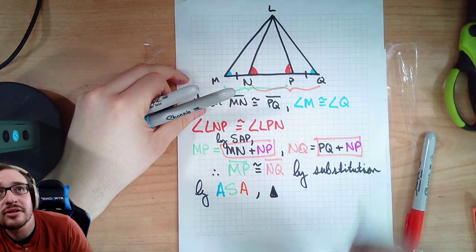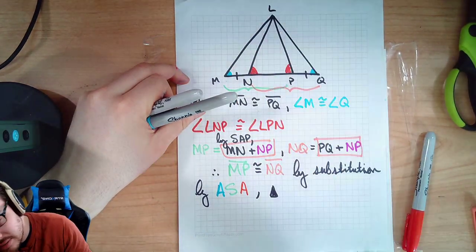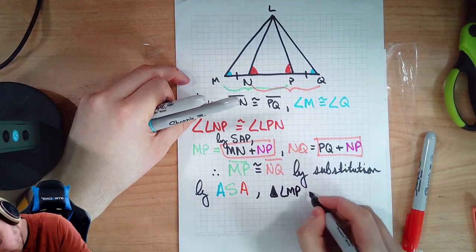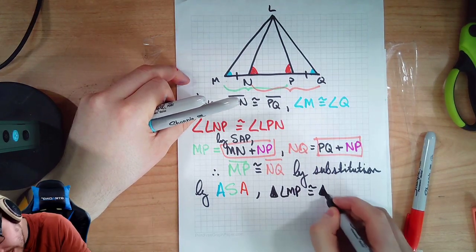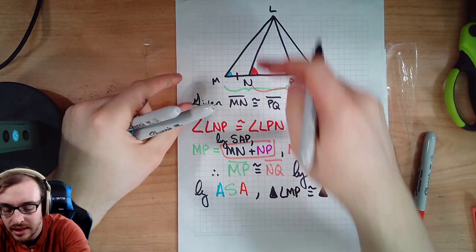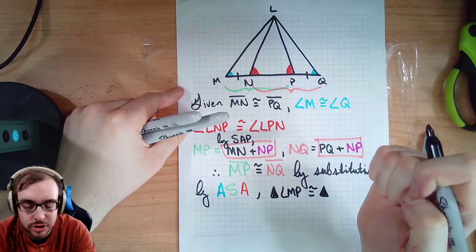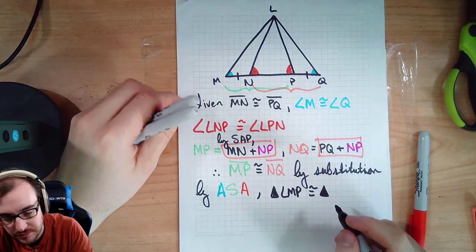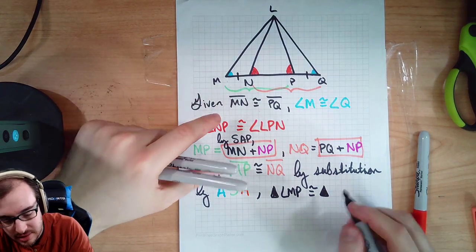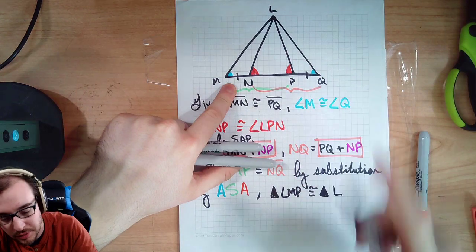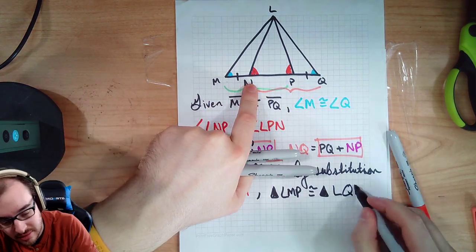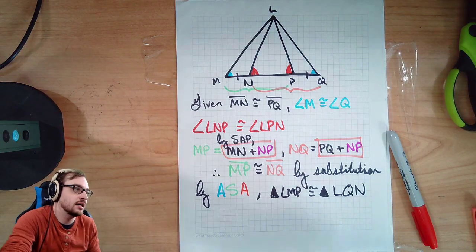Triangle, left side triangle is MLP. Actually, I do it in alphabetical order, LMP. I like alphabetical. LMP. To be congruent to, L is going to go with itself because M goes with Q and P goes with N. We win.